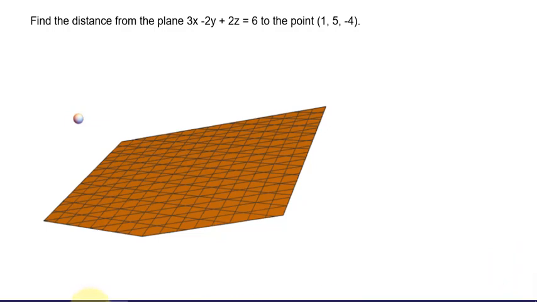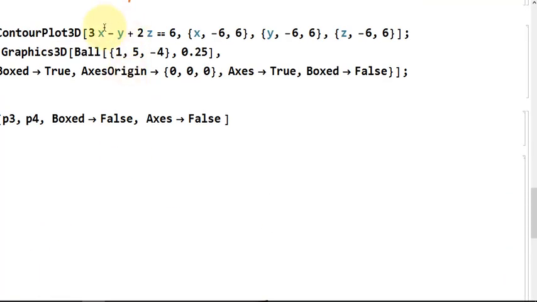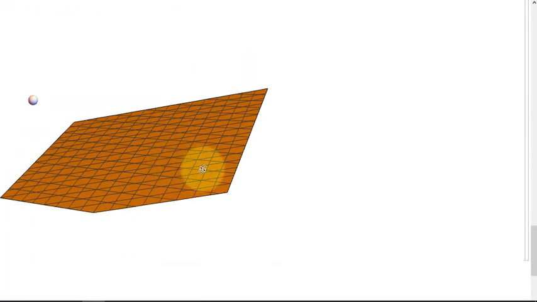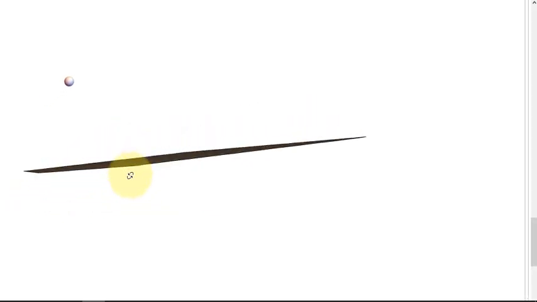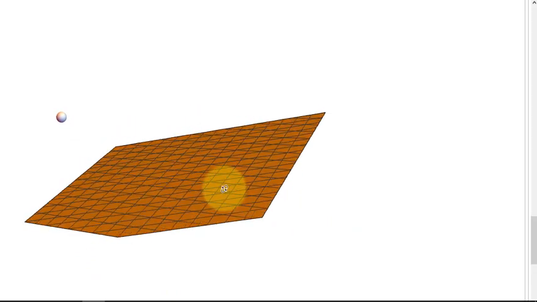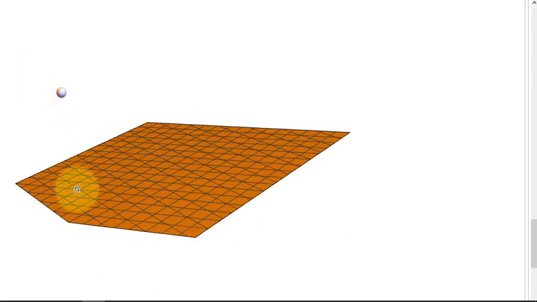Let me see. I put this into Mathematica also. I've got my equation there in a window. I've got another ball at this point, 1, 5, negative 4, that has this radius. And here's a picture of it. And so we can imagine now this point floating in space, and we're trying to calculate that distance to the plane. So really just the height of that point above the plane.